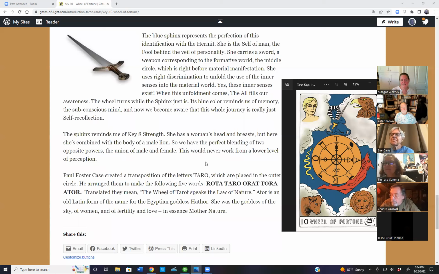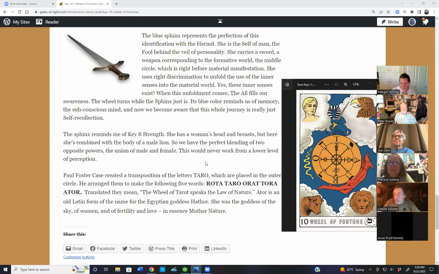The Sphinx reminds me of Key 8, Strength, which was the woman holding the head of the tiger. She has a woman's head and breasts, but here she's combined with the body of a male lion. So we have the perfect blending of two opposite powers, the union of male and female. This would never work from a lower level of perception, because everything's duality in the manifest world.